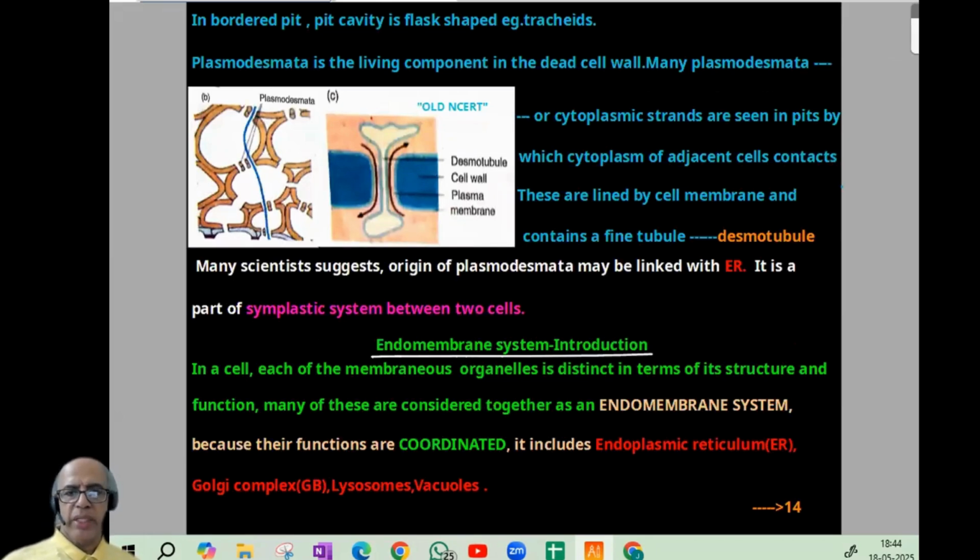Then plasmodesmata are a living component in the dead wall. Many plasmodesmata, or cytoplasmic strands, are seen in pits by which the cytoplasm of adjacent cells makes contact. These are lined by cell membrane and contain a fine tubule called the desmotubule, diagram given here. It helps connect the symplastic system between two cells. Many scientists suggest the origin of plasmodesmata may be linked with ER. Now, the endomembrane system introduction: why they are called the endomembrane system and which cell organelles are present in them.